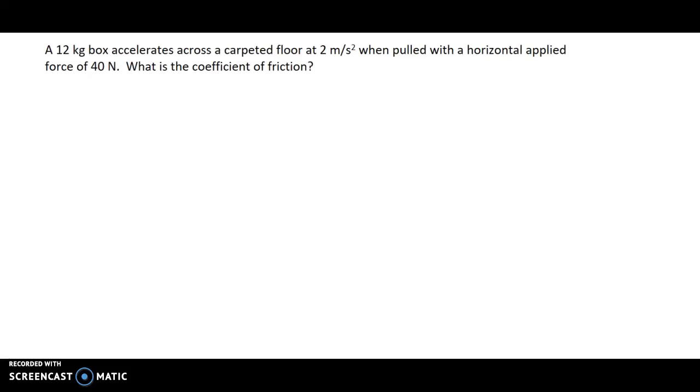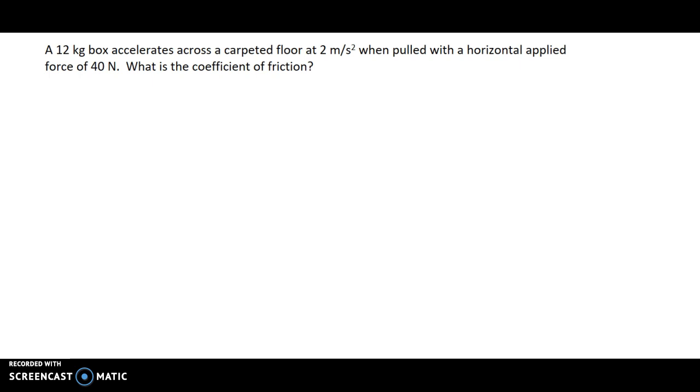Hey guys, here's a basic dynamics problem where we deal with friction, and in particular the coefficient of friction. This is the example problem we did in class. We have a box that accelerates across a carpeted floor. They give you the acceleration, and say that it accelerates due to a pulled horizontal applied force.